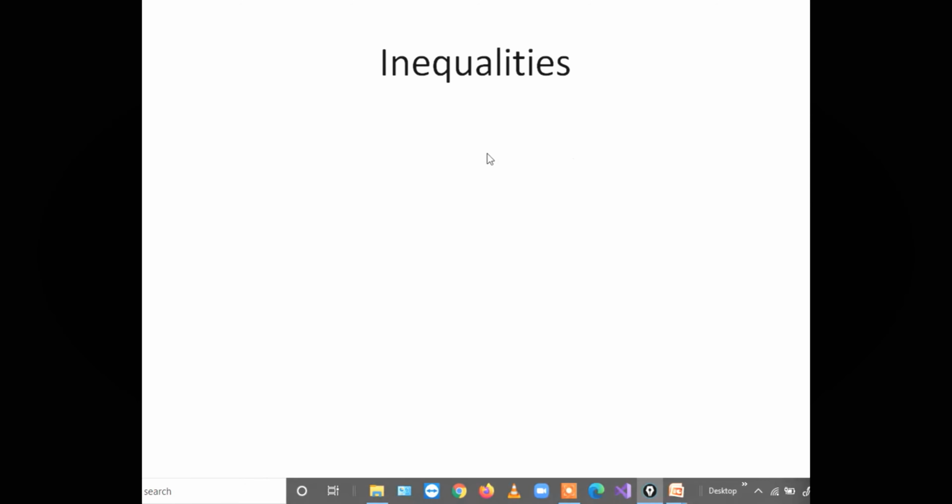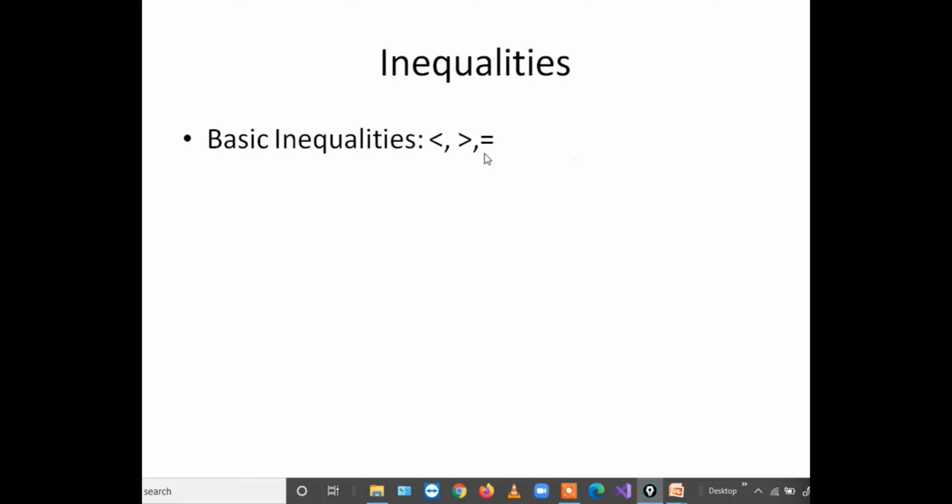So basic inequalities are less than, greater than, and equal to. And there are three more derived inequalities, derived from these three basic inequalities. What are those three? Greater than or equal to, less than or equal to, and not equal to.